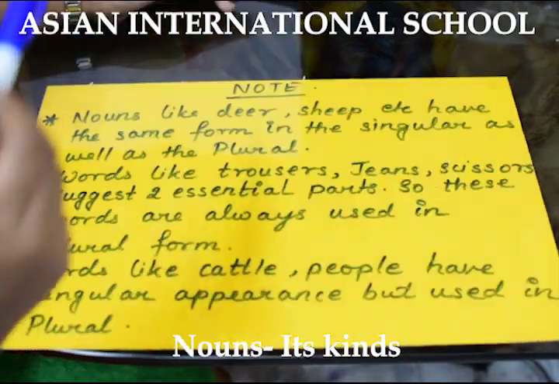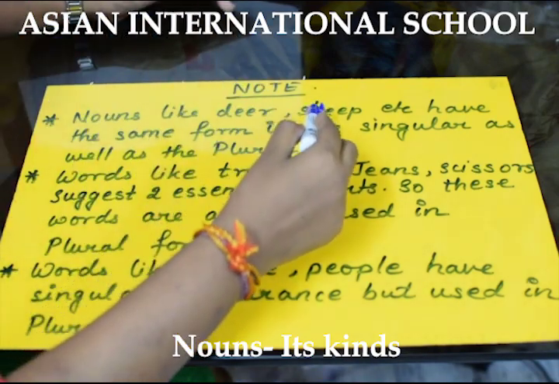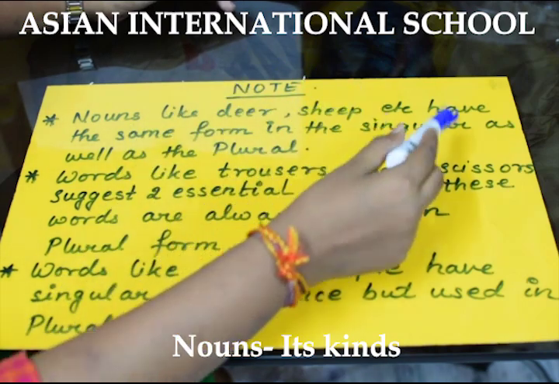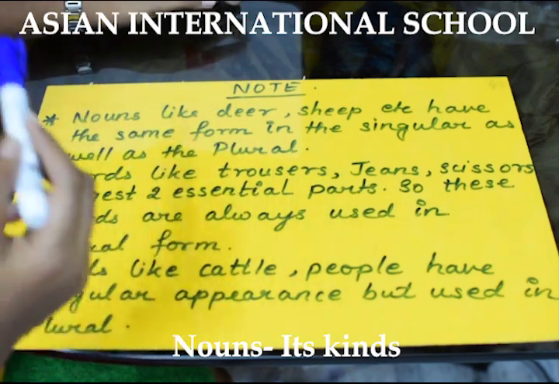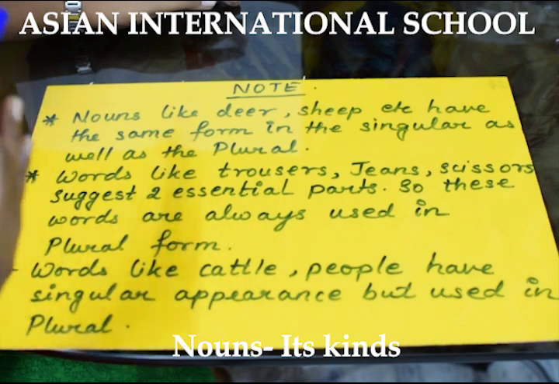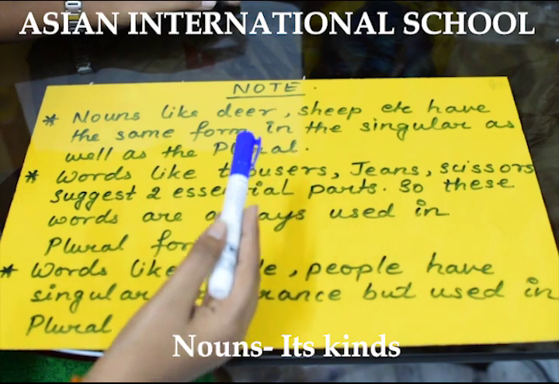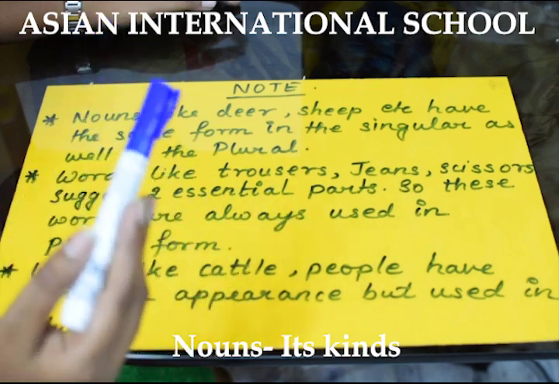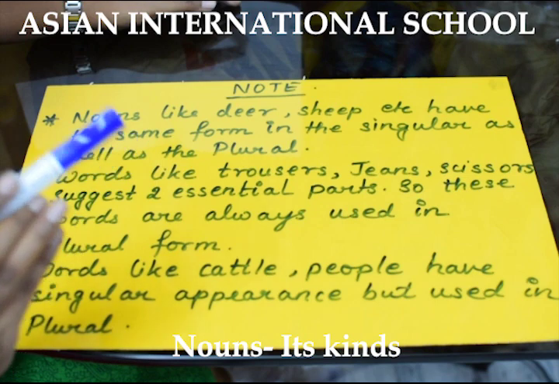Please note, nouns like deer, sheep, etc. have the same form in the singular as well as in the plural. For example, the wolf killed a sheep. The wolf killed several sheep. So, we see that the word sheep did not change. It remained the same for singular as well as in its plural form.